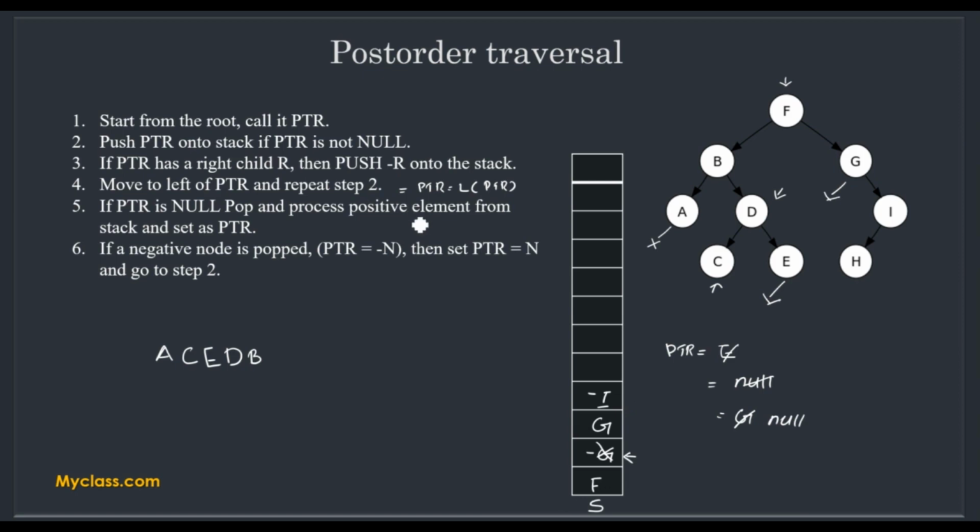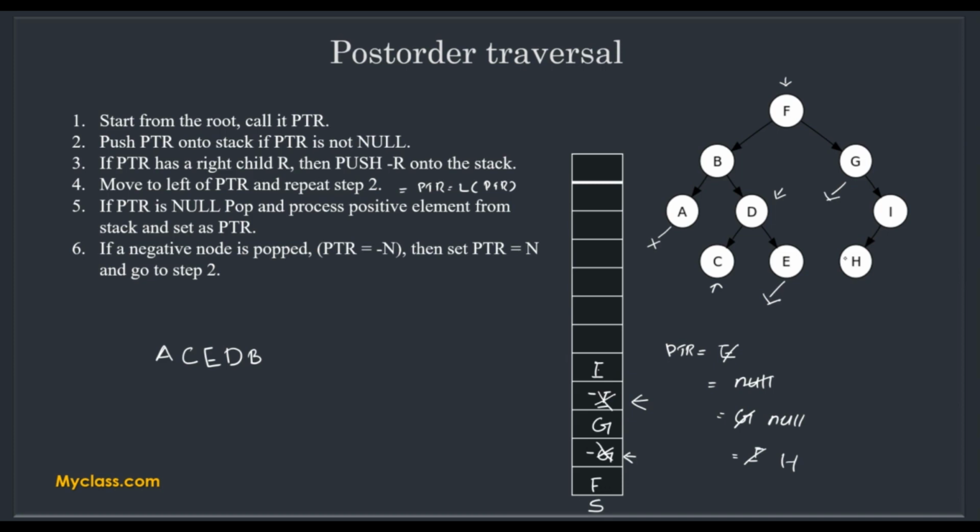If PTR is null, pop and process the positive element from the stack. If a negative node is popped, so the top of the stack is negative, we want to set the PTR equal to that node I and do step 2. If the right of PTR is there, we want to push minus R, but there is no right of I. Left of I is there. Now our PTR is equal to H. So if minus I is there, we go to step 2 and push I back into our stack, and we are going to the right of I.